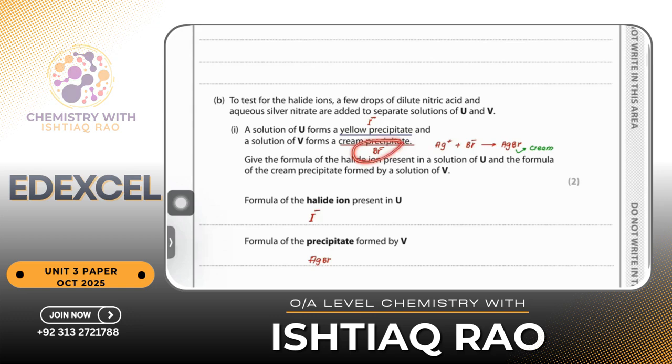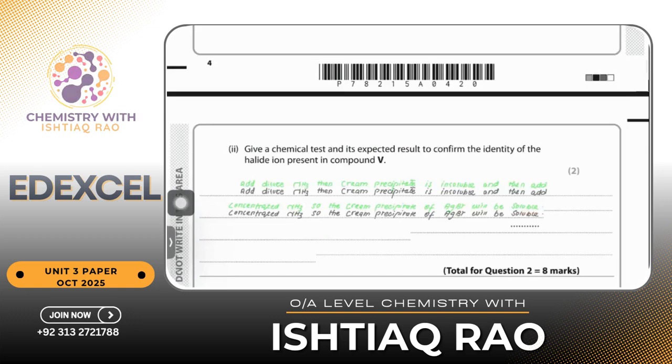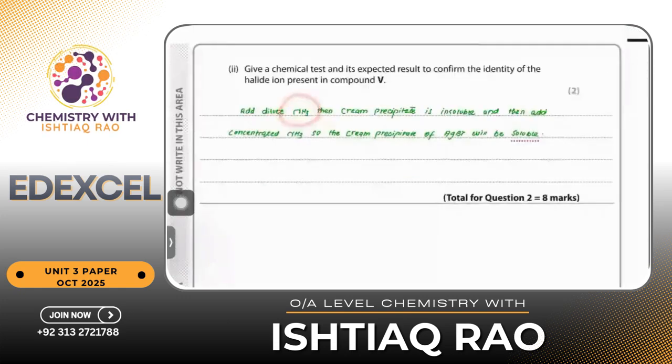I know that in compound V I had bromide. So how can I confirm it? I'm going to add dilute ammonia. The cream precipitate is insoluble in the presence of dilute ammonia. And then we have to add concentrated ammonia. In the presence of concentrated ammonia, the cream precipitate becomes soluble. You have to memorize this. You have to memorize this.